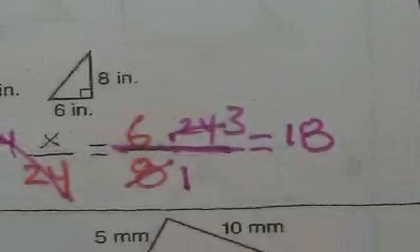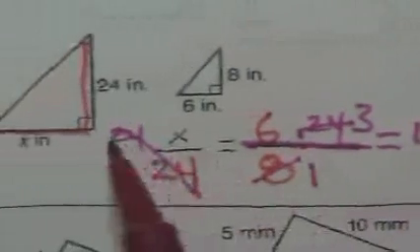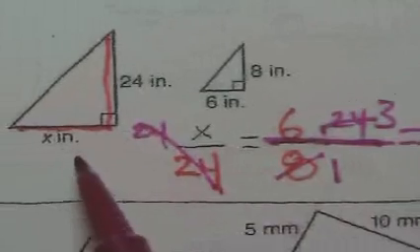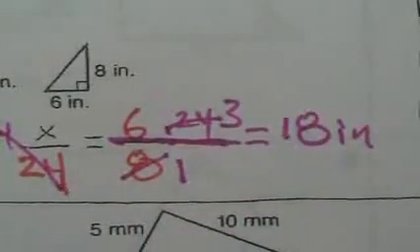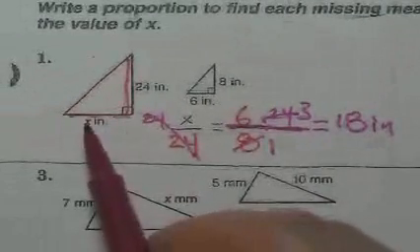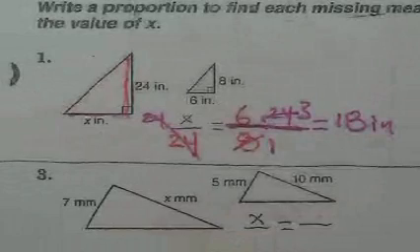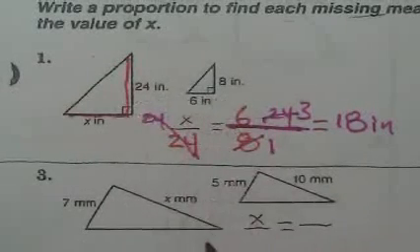That's 18. Now is it 18 what? Feet, yard, what is it? It's 18 inches. That's our answer. So we just solved for this one right here. X is 18 inches. And we use this by similar triangles, making a proportion.